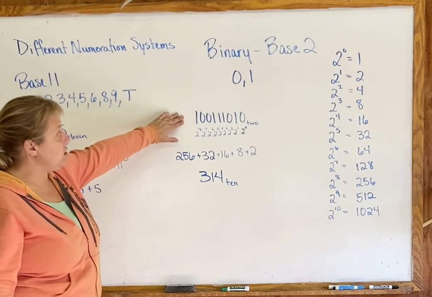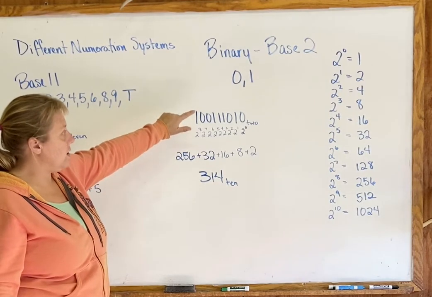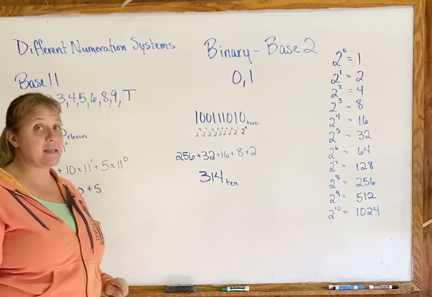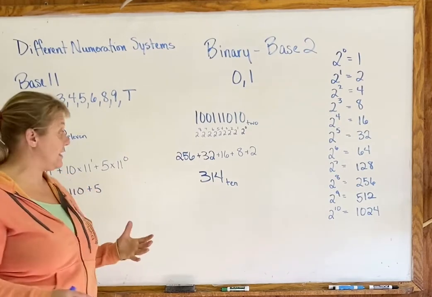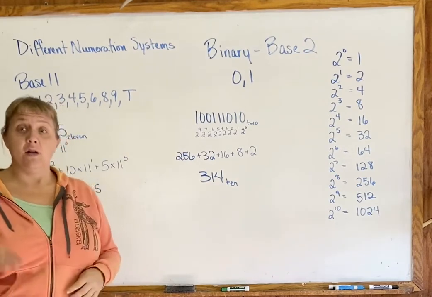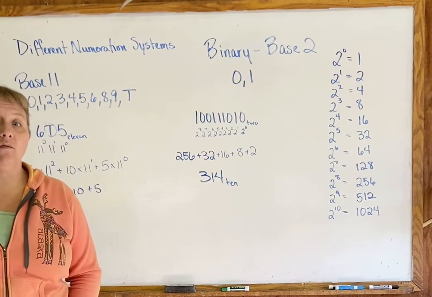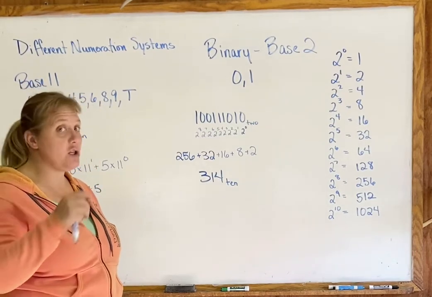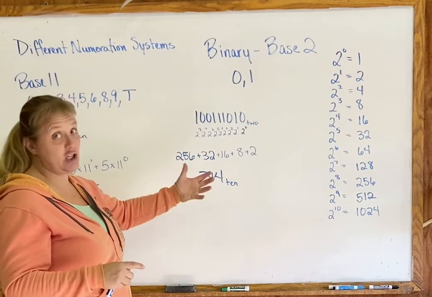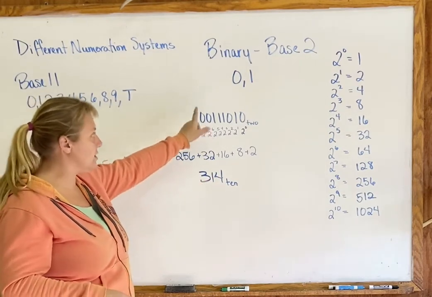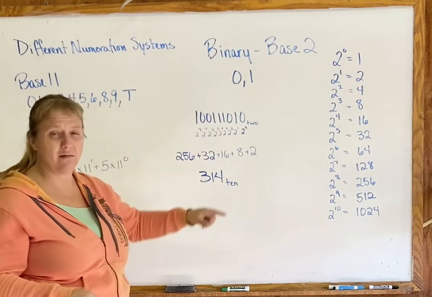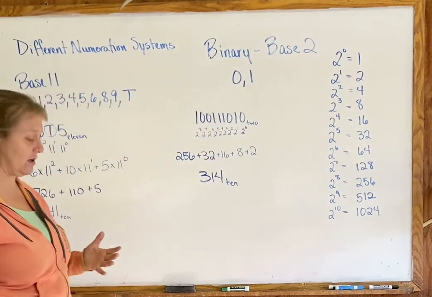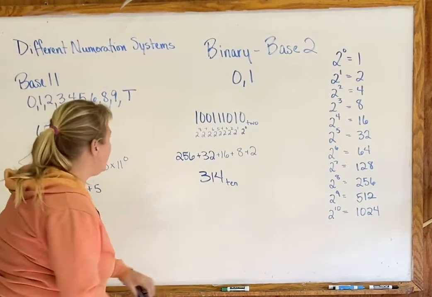So in base 2, it's 1 0 0 1 1 1 0 1 0, but in base 10, the way that we would see it is 314. So if you type in the number 314 into your calculator, the computer chip in your calculator immediately changes it to 1 0 0 1 1 1 0 1 0. Isn't that weird? That's the way it works. Okay, so let's look at another one here.